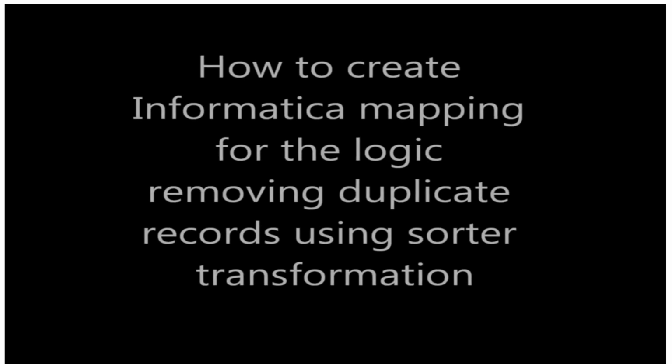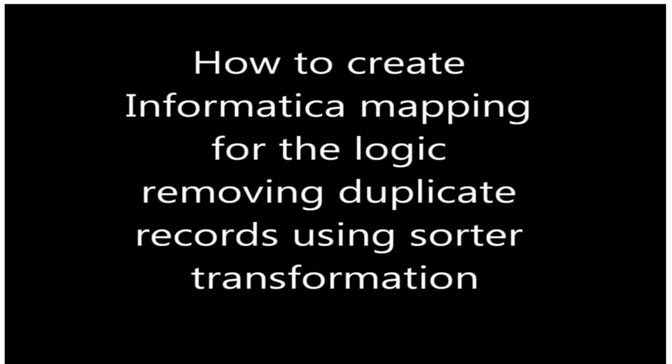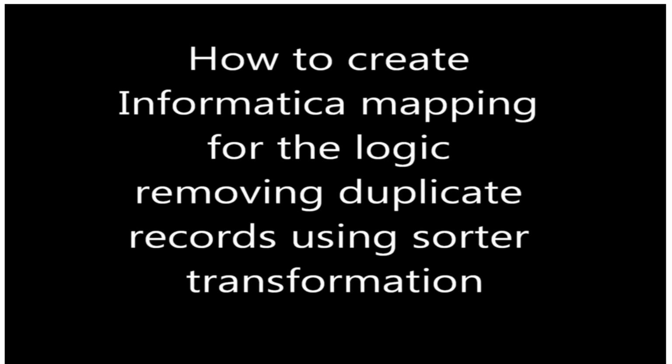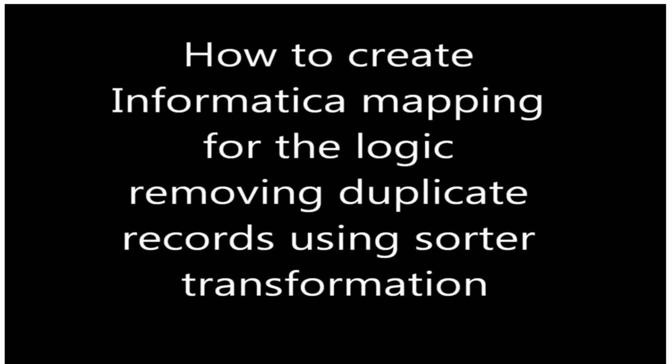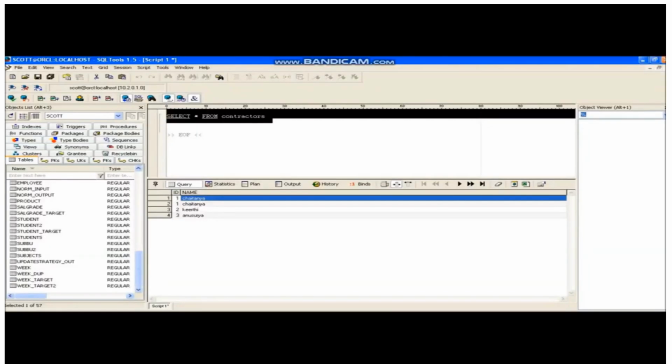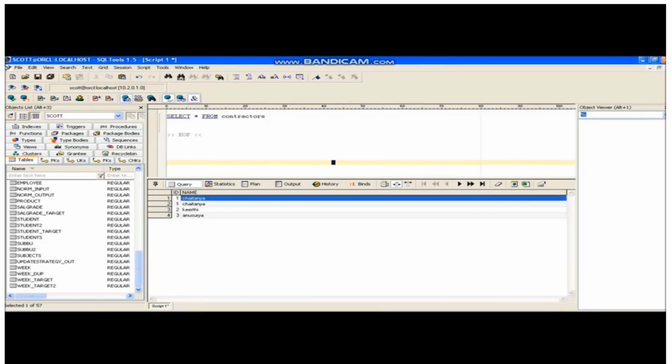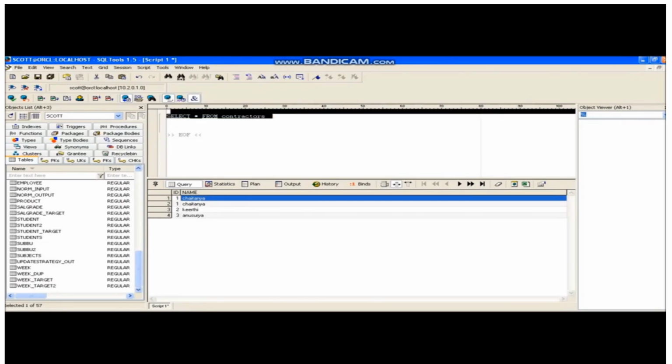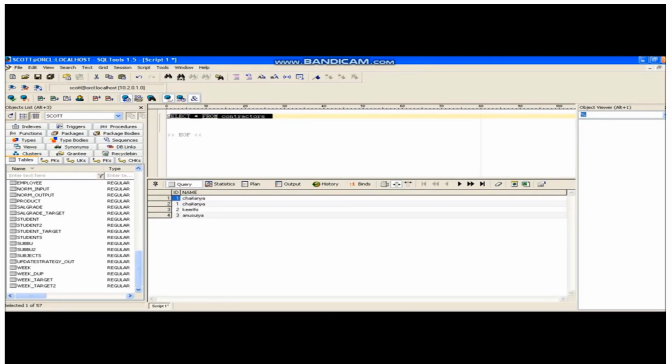Today I'm going to create a simple Informatica PowerCenter mapping for a logic: how to remove duplicates using the sorter transformation. Let's go now. I have a contractors table in the database with columns ID and name. Here I have inserted 4 records. The first 2 records are duplicates, having ID as 1 and name as Chaitanya. Now I am going to take this table as my source table. Next I am going to create our target table in the database with the same structure as our source table.